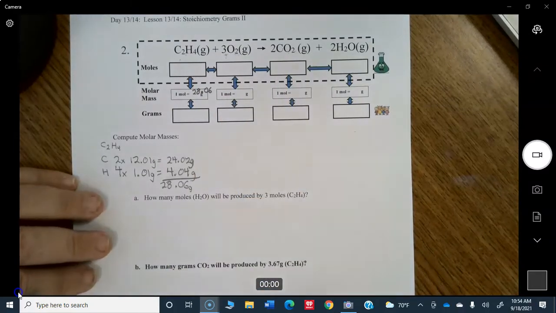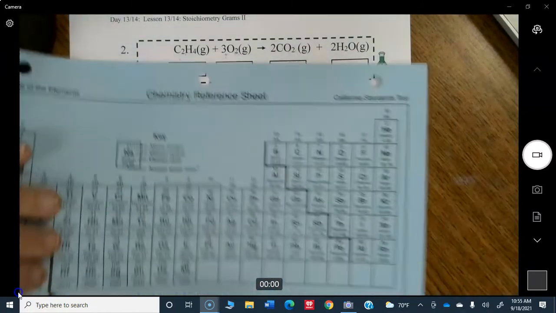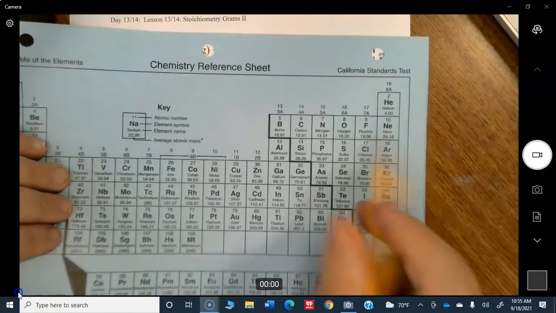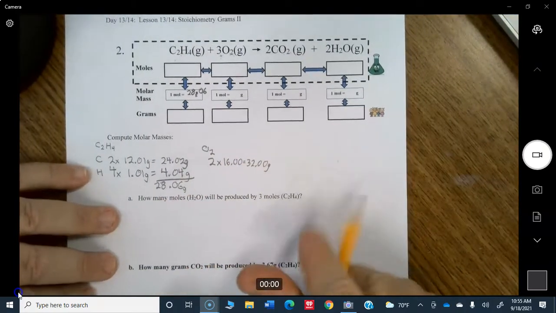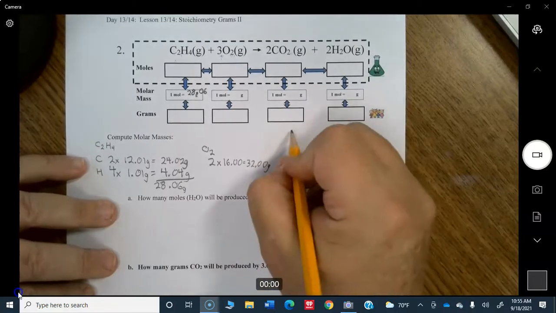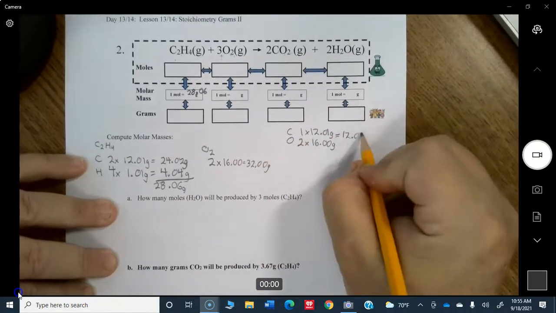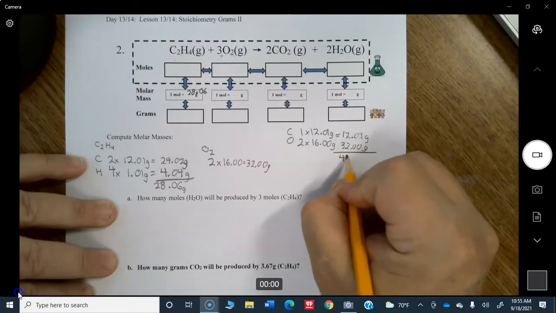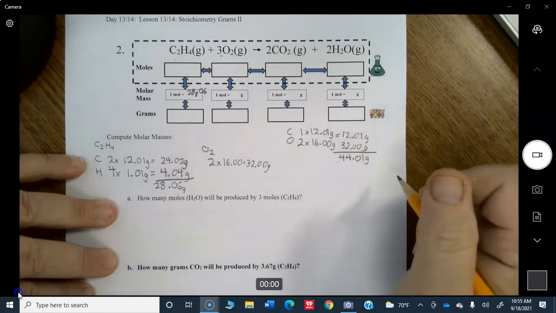So your periodic table says that an oxygen is 16 and you have 2 of them in an O2. And there it is for oxygen. CO2. Add those and you get 44.01. You'll have some of these memorized fairly soon.